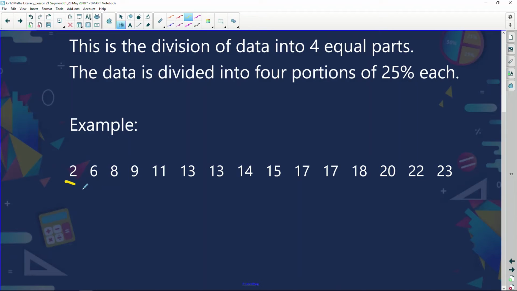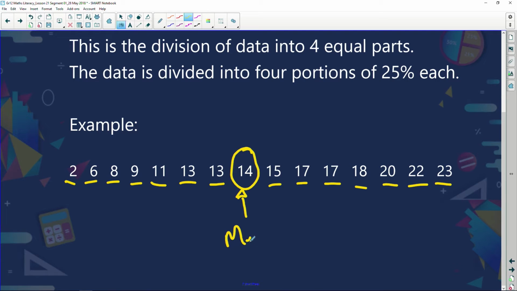I'm going to say 1 this side, 1 that side, 1 this side, 1 that side, and so on, until we reach the middle. Aha! There is my median. That's the middle part of my data, and I'm going to call it my median.